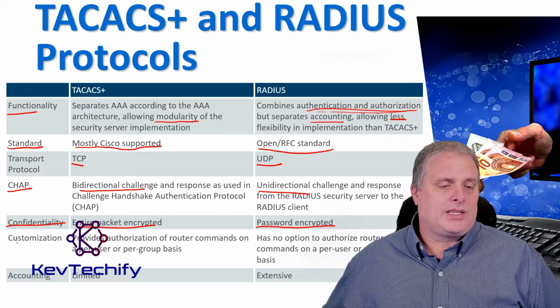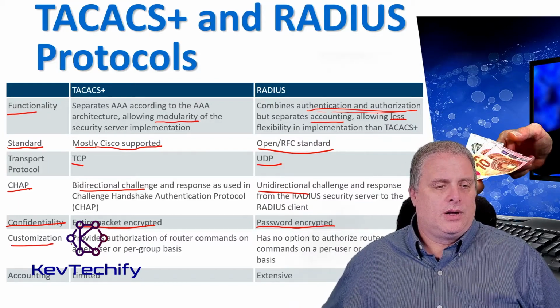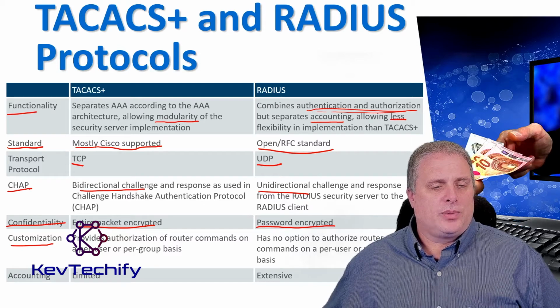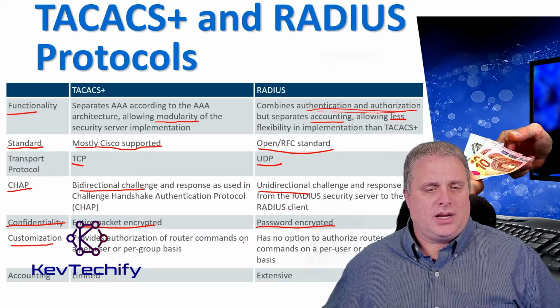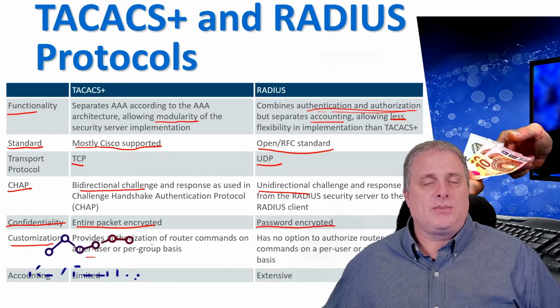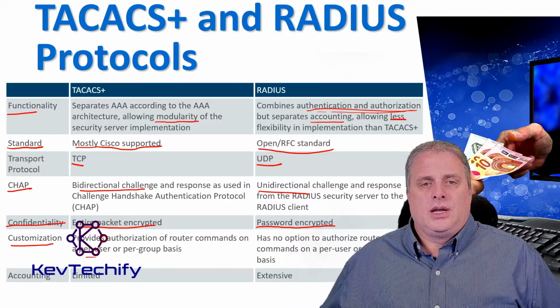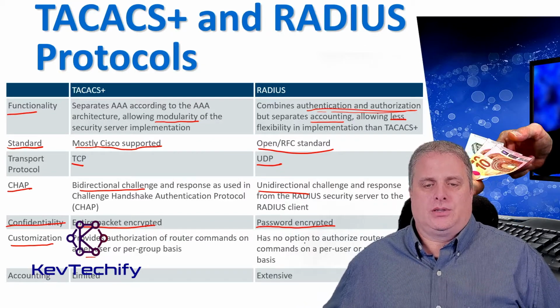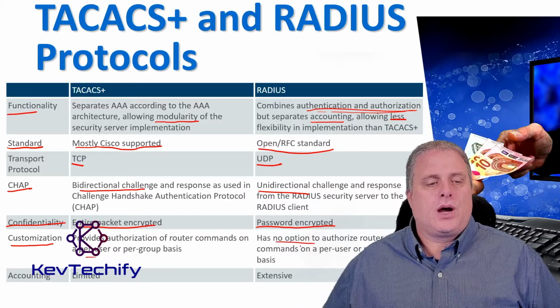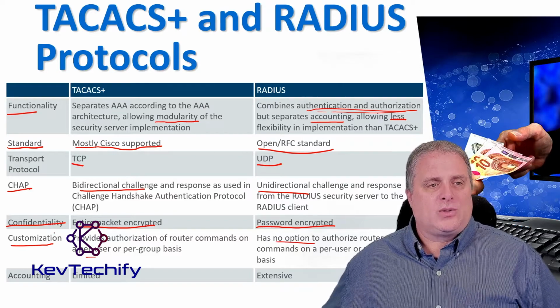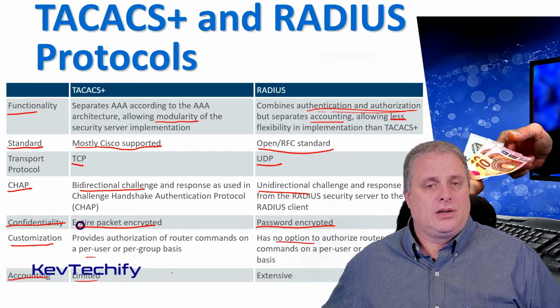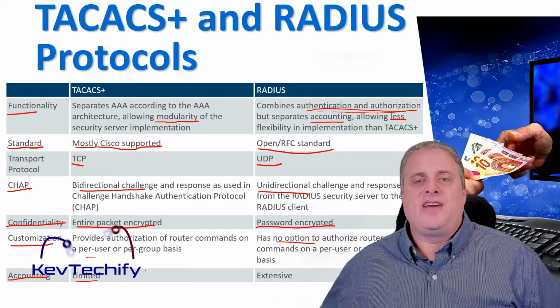Then when we look at customization, here for TACACS, we provide authorization of router commands on a per user or per group basis. So we can customize down to the user or a group of users. Radius has no options for that. No options. And then accounting, the accounting in TACACS here is limited, while Radius can be very extensive.